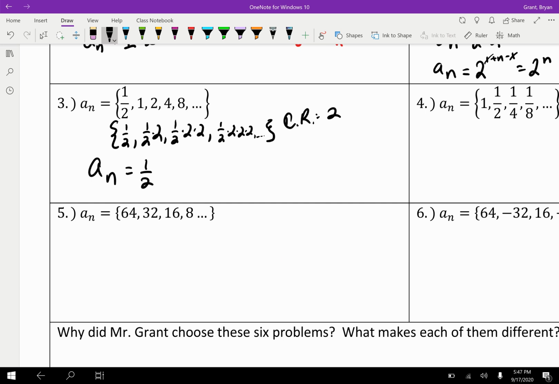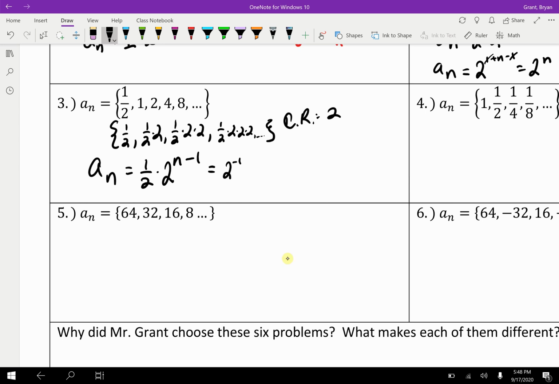So let's see if we get it. Is it 1/2 times 2 to the nth? Well, if n is 1, that again brings us 1 too far. I think that's got to be an n minus 1. Now, you could again be very creative here and take a look.